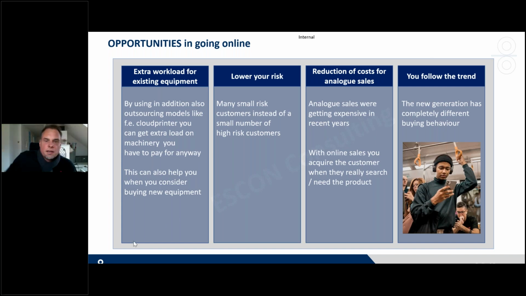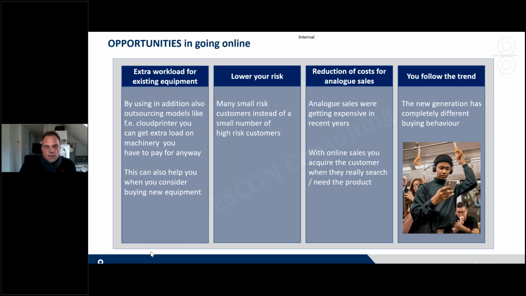Then we have the reduction of cost for analog sales. Especially in the last months during the war, the costs were going up a lot on gasoline and also on the people driving around outside. And the problem is also the analog sales people, how many dates can they make? Maybe 5, 6 dates per day. And in the end, they will maybe come home with nothing in their hands. With online sales, you acquire the customer when they really search or need the product.